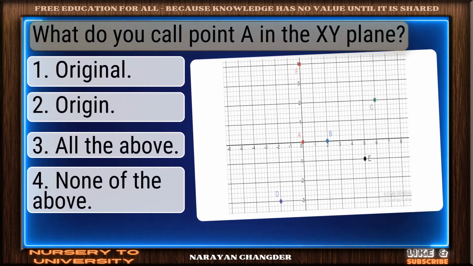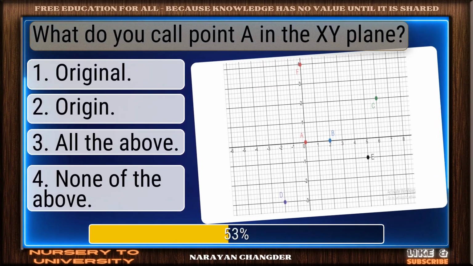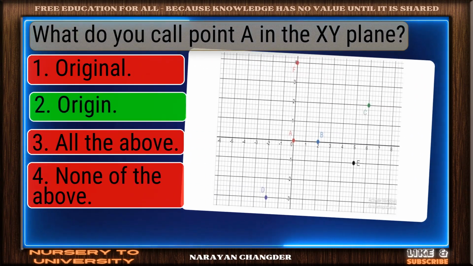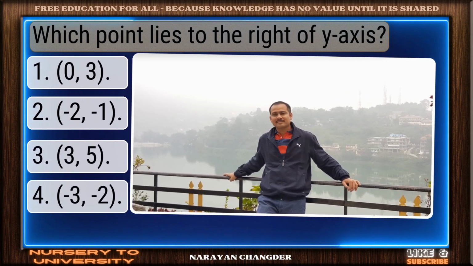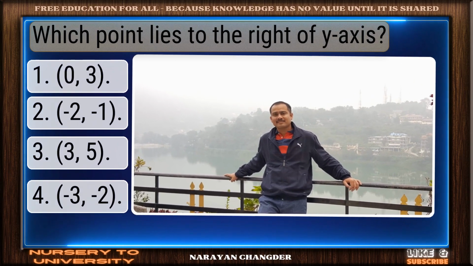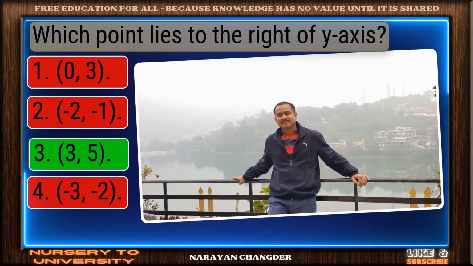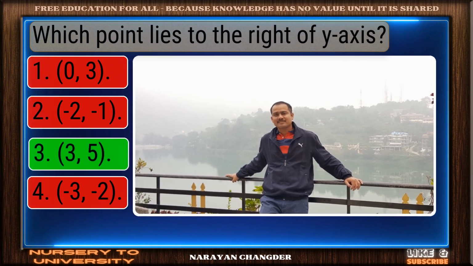Question number 20. What do you call point A in the XY plane? Sharp thinking. Origin is the right choice. Question number 21. Which point lies to the right of the y-axis? Clear logic. Your choice is sound and 100% true.